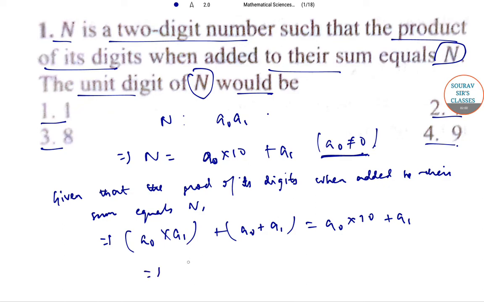and from here we get a0 into a1 plus 1 is equal to a0 into 10, such that a0 is not equal to 0. So basically a1 cancels out, and from here we take a0 common, so a0 into a1 plus 1 is equal to a0 into 10.